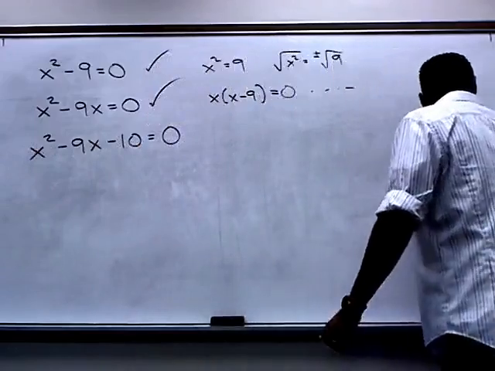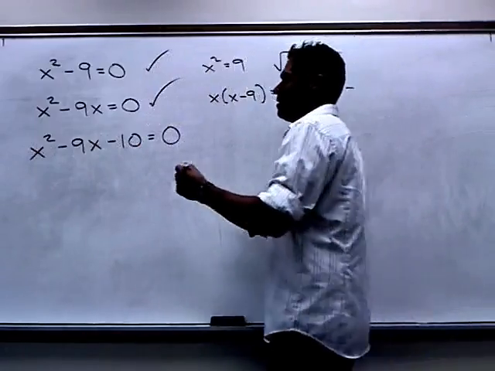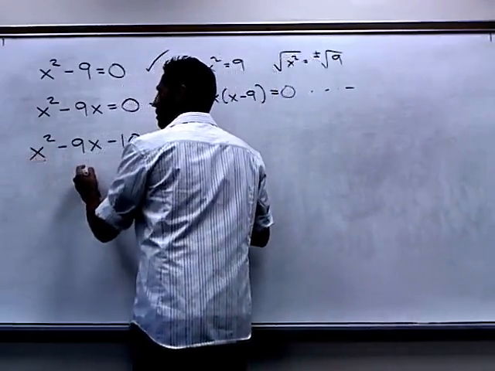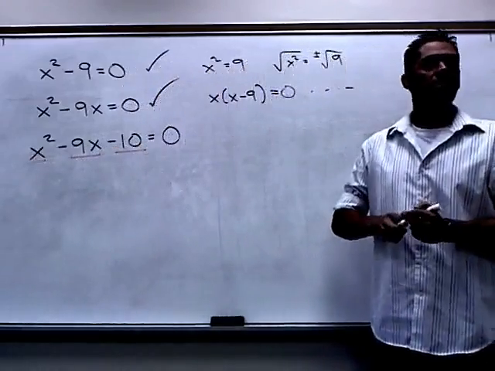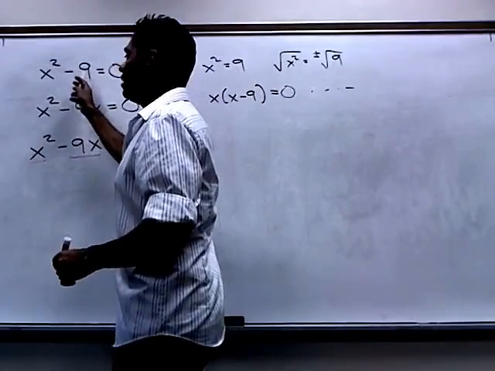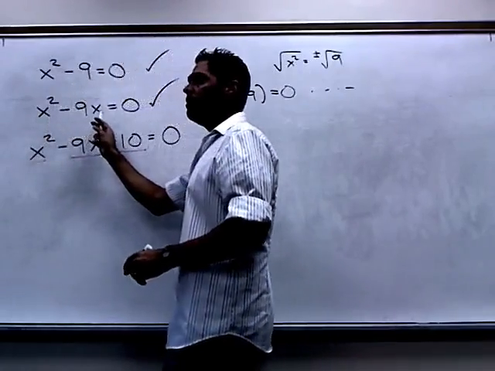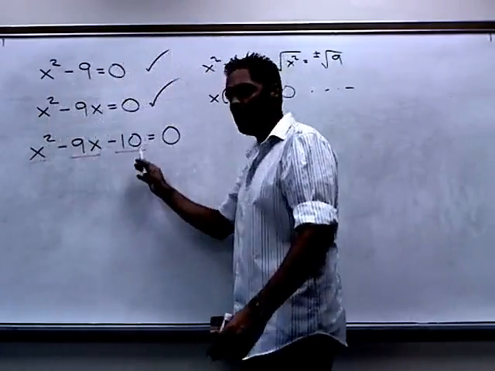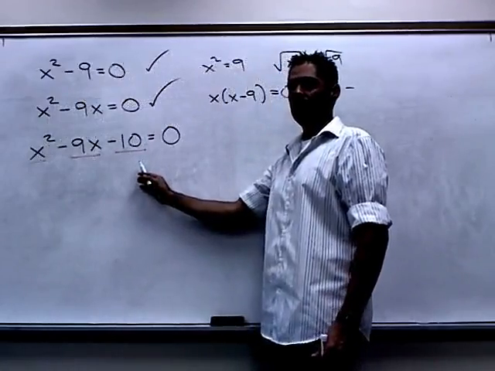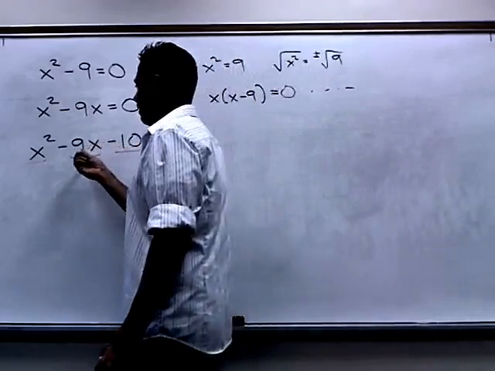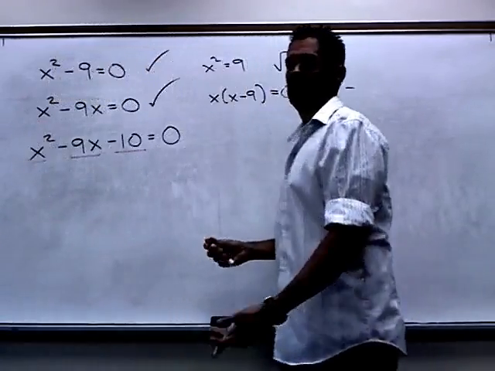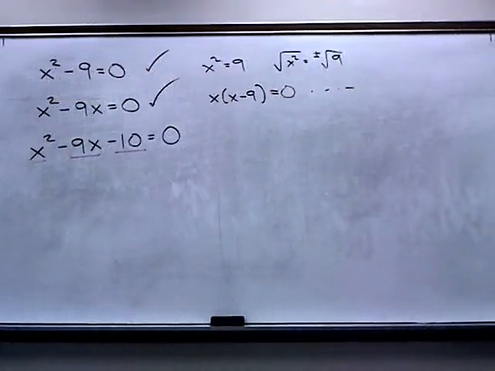So the big difference in this last one is the fact that we have an x squared term and an x term and a number, right? Here's x squared and just a number, x squared and an x term. Here's x squared and an x term and a number. Yes? Okay. So the question is, how do we solve this? That's where we are. And you've learned to factor that with the AC method, right?